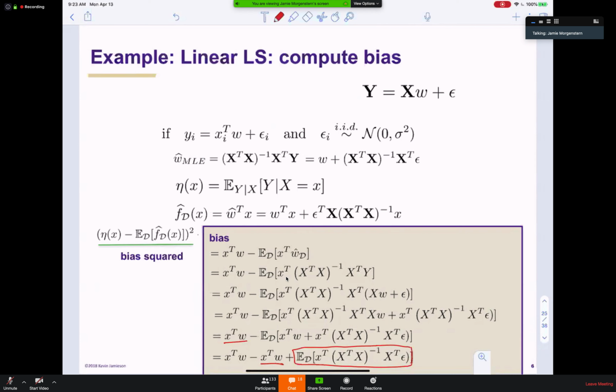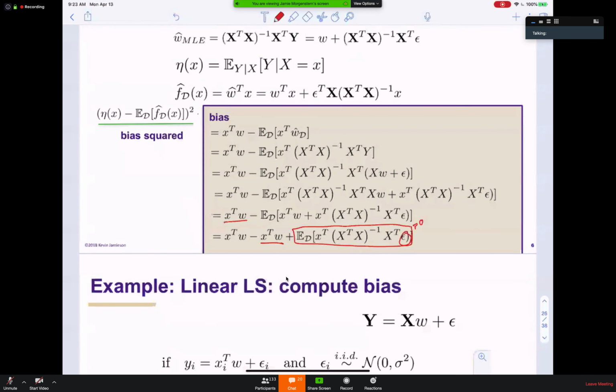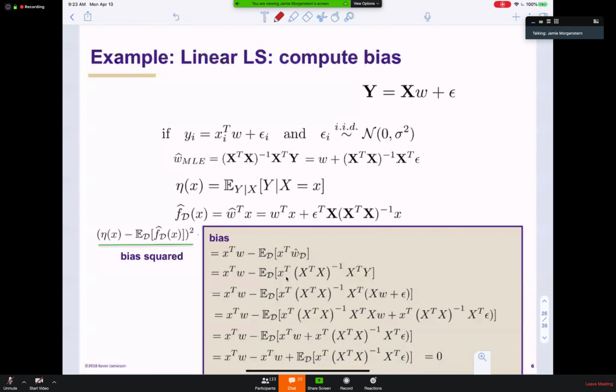Does anybody have any guess for why that might be true? Yeah, that's right, good. Somehow I changed the setup for Zoom and I can sometimes see the things you're putting in chat. Yes, the error is unbiased itself. This is all about epsilon having mean 0. So that means this entire term is equal to 0, because we have x transpose w minus x transpose w plus something which is equal to 0. Which means that linear least squares has bias, and therefore squared bias, equal to 0.